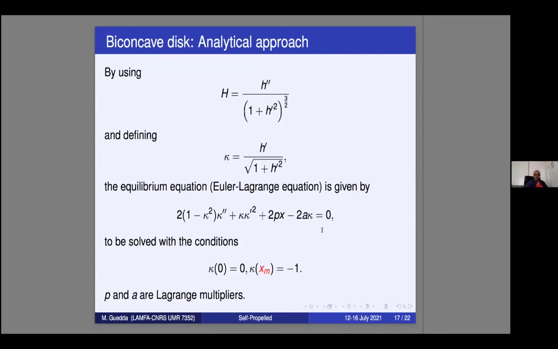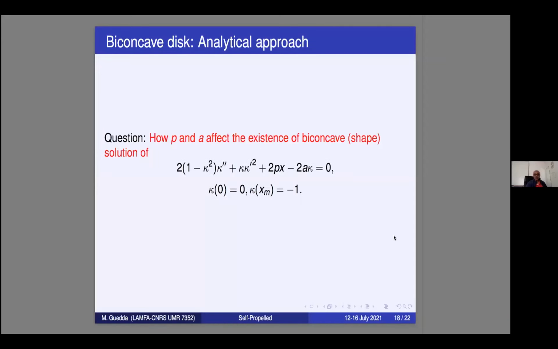Here p and a are Lagrange multipliers, but in fact p is the difference between the inside pressure and the outside pressure. So p and a in general are given by experiment, but here we suppose that p can be arbitrary. So this equation is very simple, but the problem is how to solve it, how to obtain the exact solution, maybe the solution to explain the form of the initial shape of the RBC. And also to understand the effect of p and a, not on the existence but on the shape of the RBC. Of course, here xm is not known.